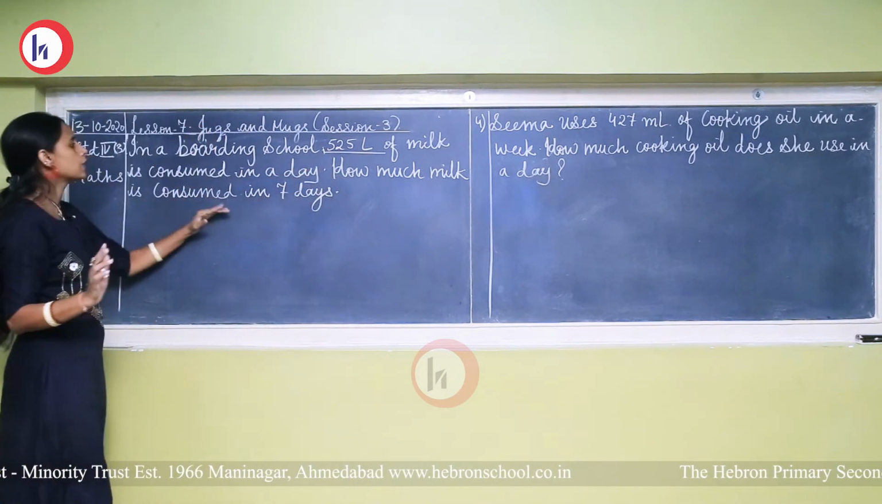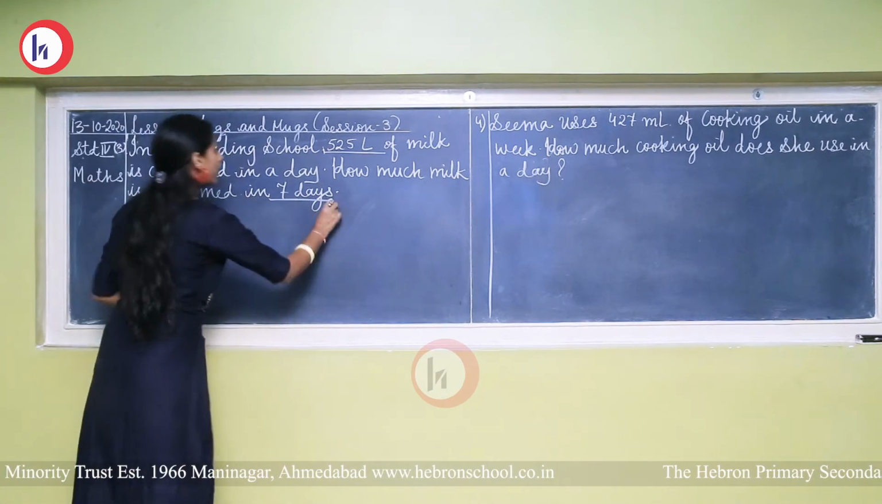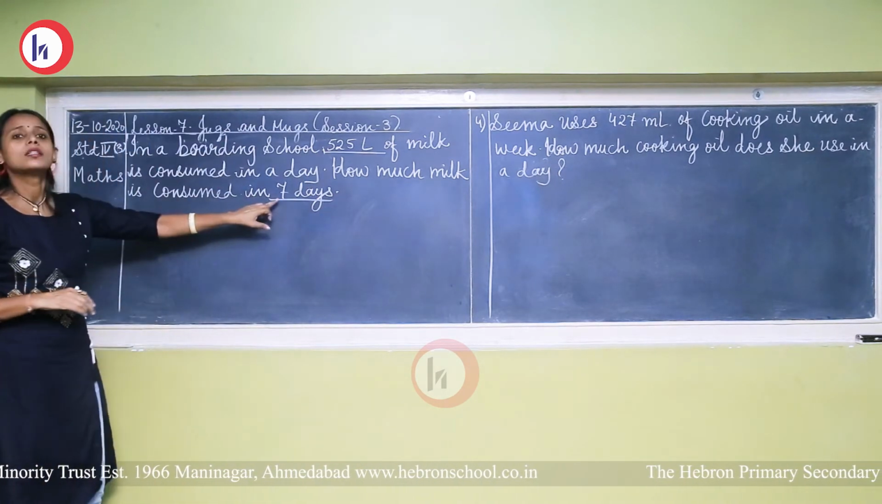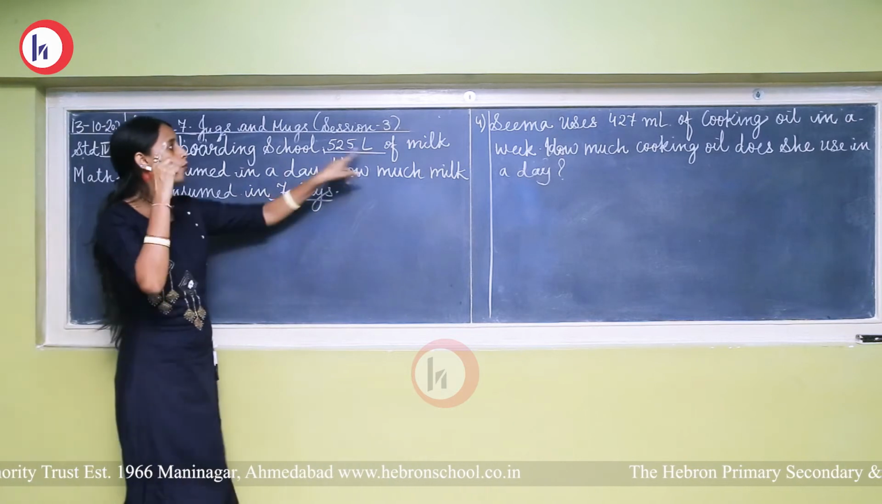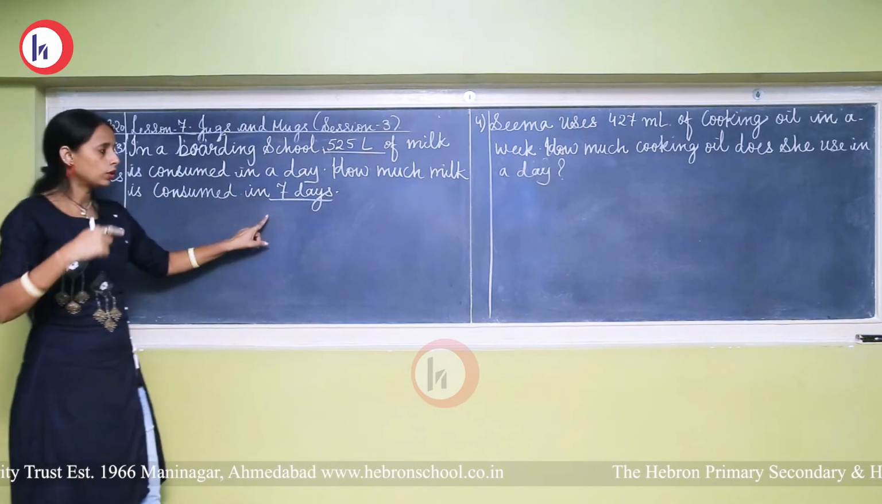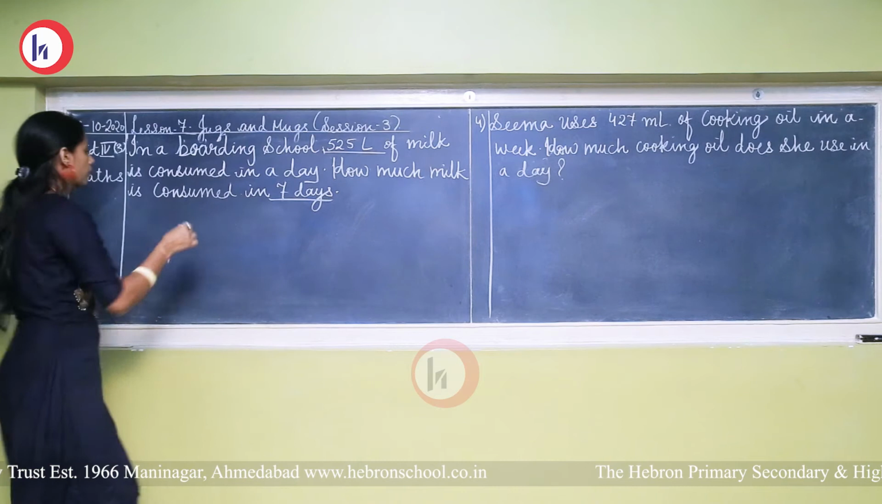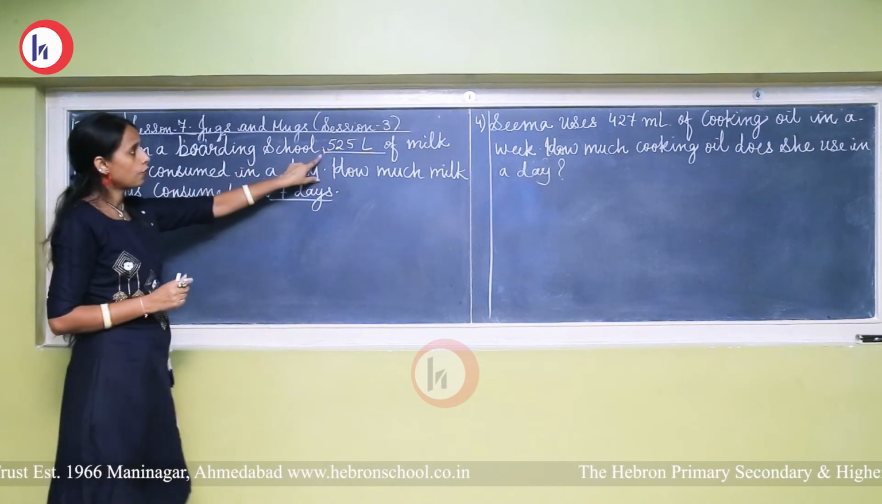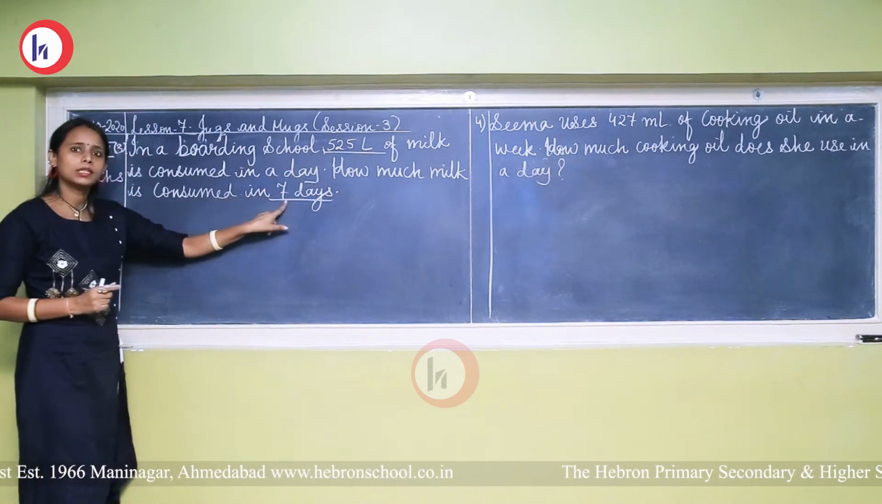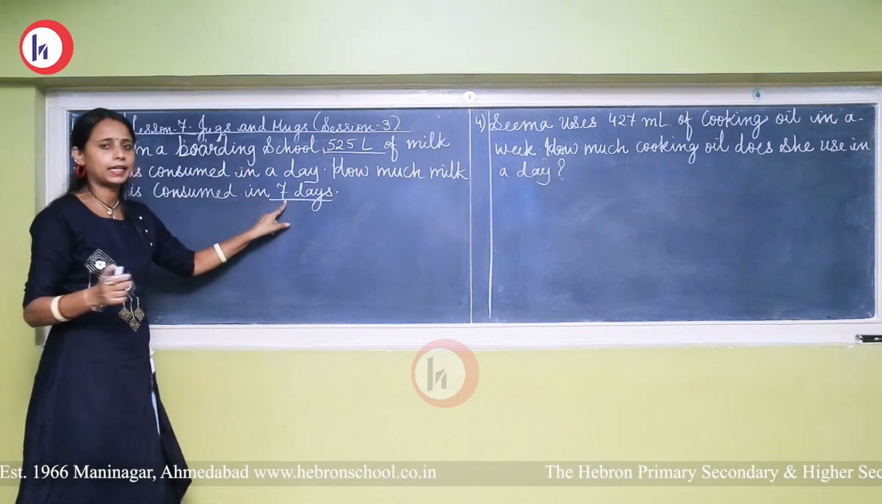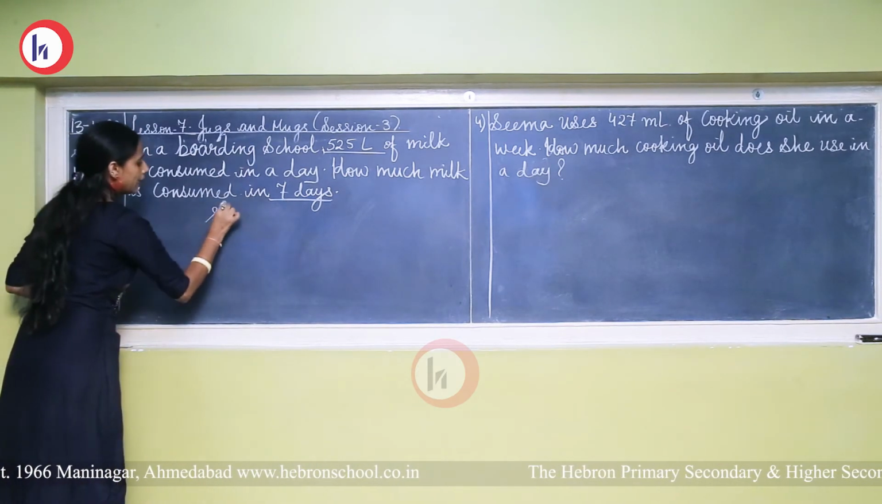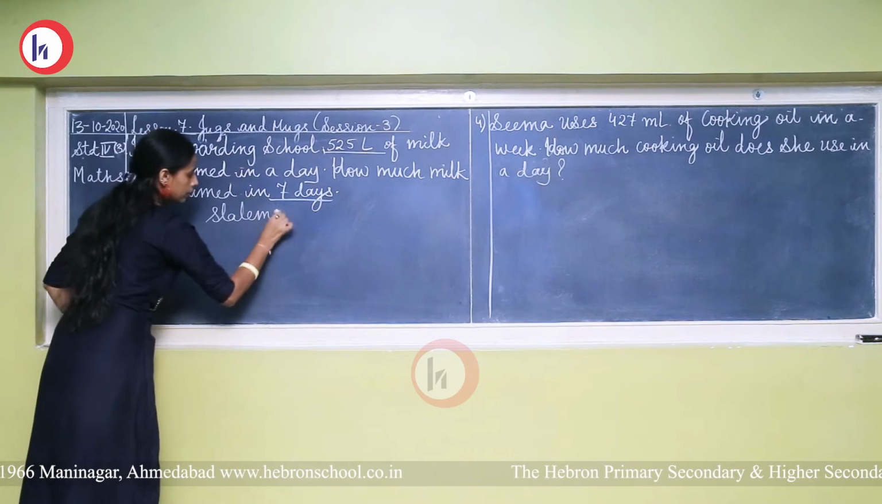How much milk is consumed in 7 days? So we have to find out the milk consumed in 7 days. We have the information of 1 day and we have to find out the information of 7 days. So here value of 1 is given and value of more than 1 is asking. So we will do here multiplication. So when we do the multiplication, we will write statement.